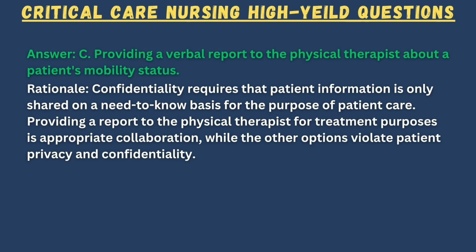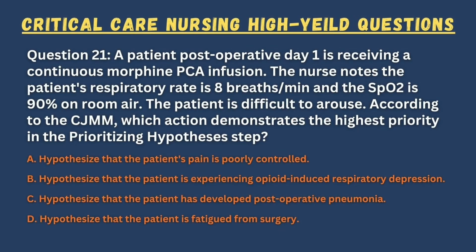Providing a verbal report to the physical therapist about a patient's mobility status. Rationale. Confidentiality requires that patient information is only shared on a need-to-know basis for the purpose of patient care. Providing a report to the physical therapist for treatment purposes is appropriate collaboration, while the other options violate patient privacy and confidentiality. Question 21. A patient post-operative day 1 is receiving a continuous morphine PCA infusion.